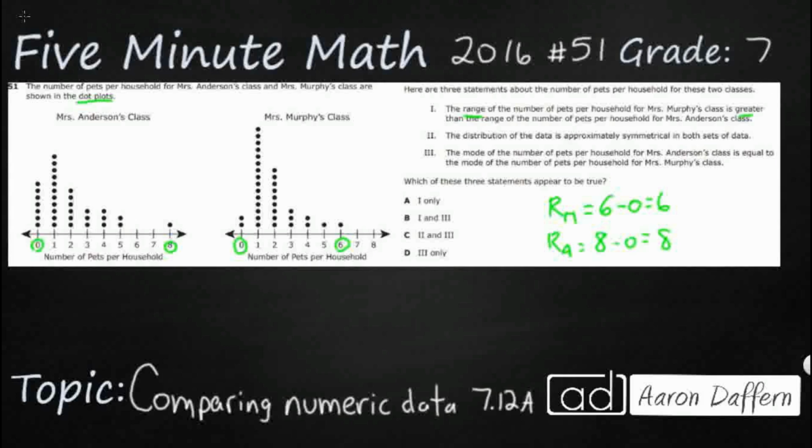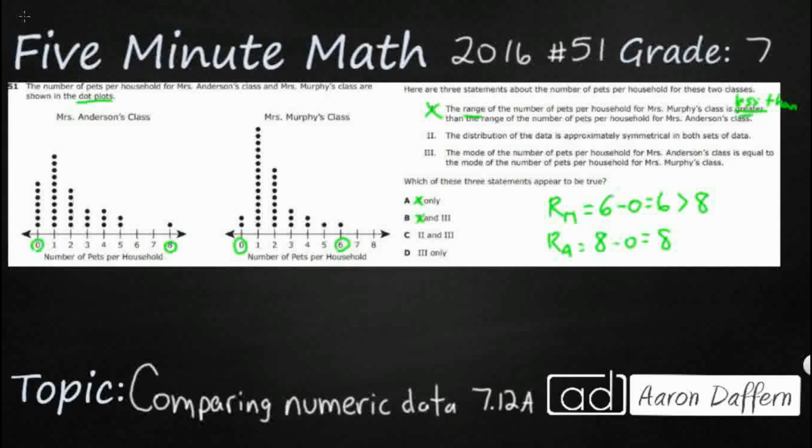So Murphy's class has got 6, Anderson's class has got 8, and they say the range for Miss Murphy's class is greater. So they say 6 is greater than 8. Yeah, that is not going to work. If this would have said less than, we would have been fine, but not greater. All right, so that one is incorrect. So we can actually just kind of eliminate some of these answer choices. So A and B aren't going to work because those both include the first choice. Let's look at the second choice here.